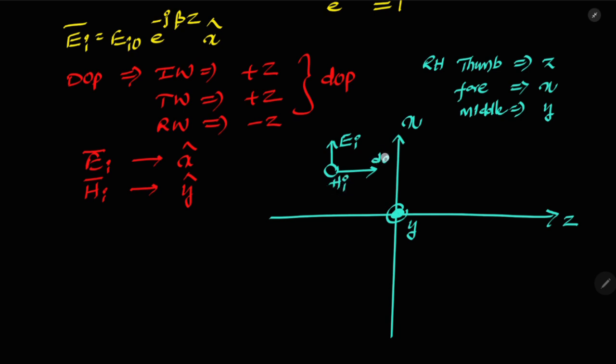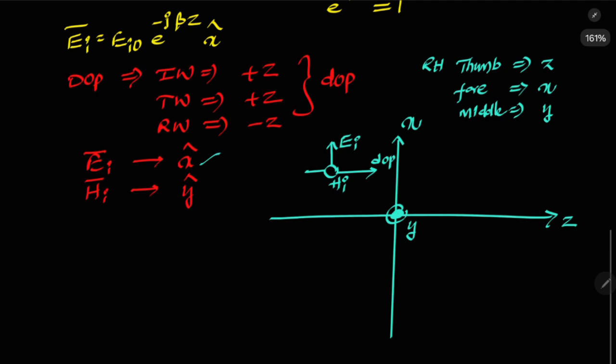So this is the direction of propagation. You have to try this one: keep your right hand thumb in the z direction and your forefinger in the x direction, and automatically your middle finger will be coming out of the screen, that means in the y direction. So the electric field is oriented in the x direction, the magnetic field is oriented in the y direction, and the direction of propagation is the positive z direction. That is what we have taken here already.